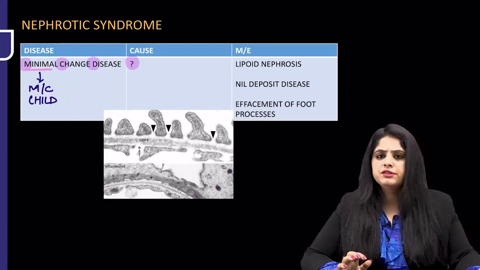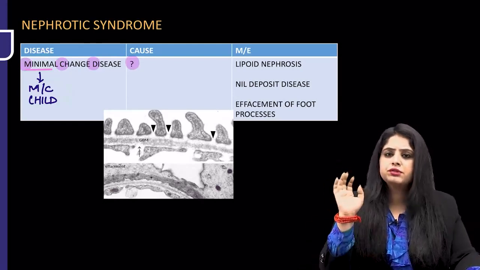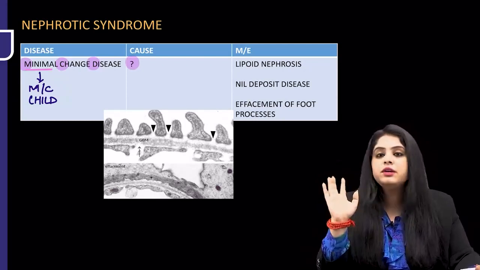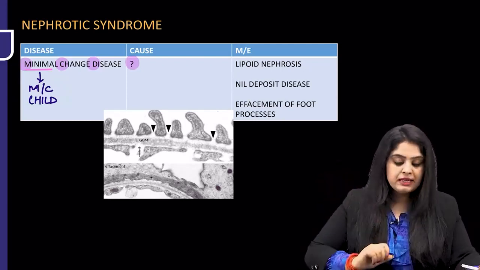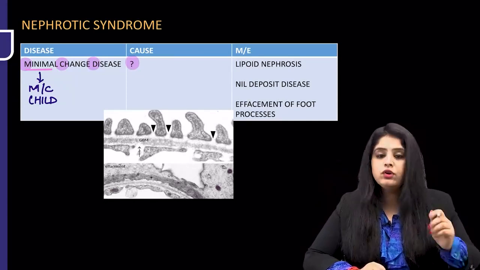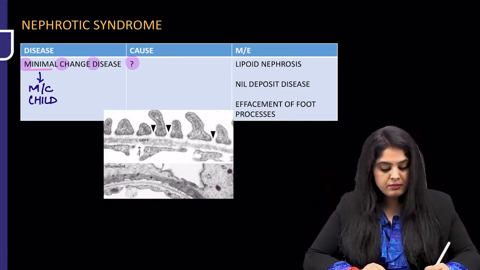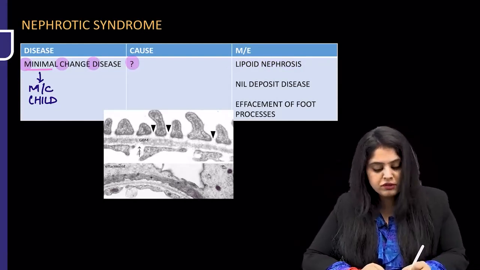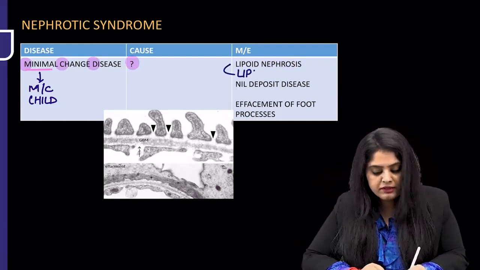Some people say it is associated with allergy. Some people say it is associated with Hodgkin's lymphoma. Lots and lots of causes. Don't get into it. They really don't know the exact cause. Then they said it has a lot of other names. Do you know minimal change disease is also known as lipoid nephrosis? Why is it called lipoid nephrosis? Because there is lipid in the proximal convoluted tubule.